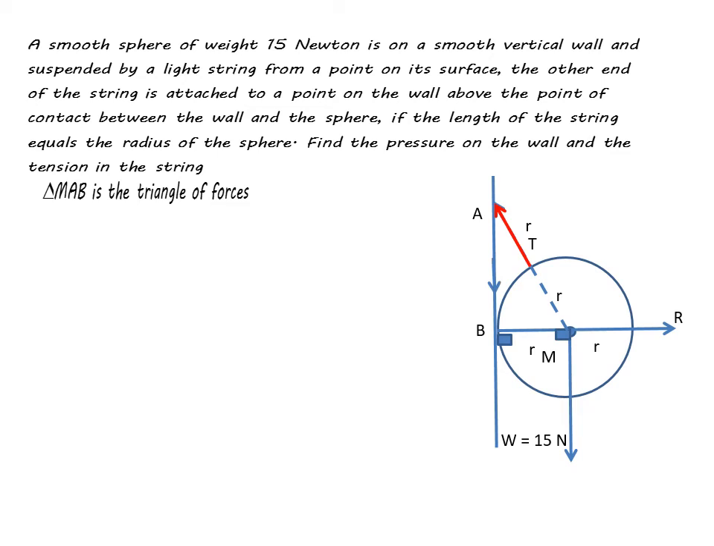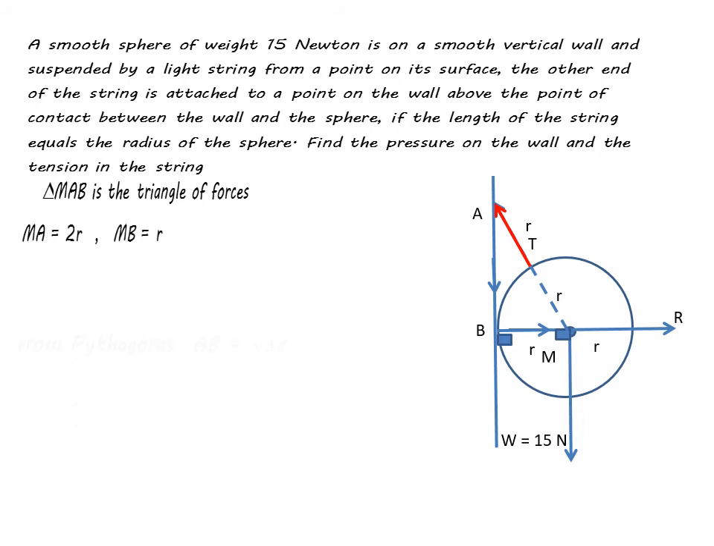So ABM is a triangle of forces. We have the length of AM equal to 2R and the length of BM equal R. We can find the third side by using Pythagoras. It will be root 3 R. That means the square root of (2R) squared minus R squared, which is 4R squared minus R squared, 4 minus 1 equals 3R squared. Under the square root, it will be root 3 R.